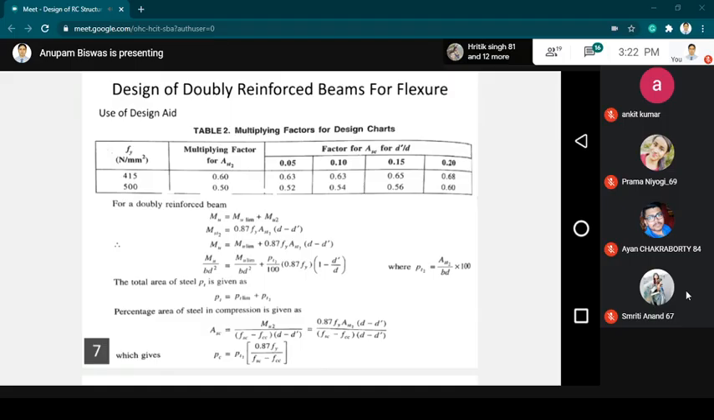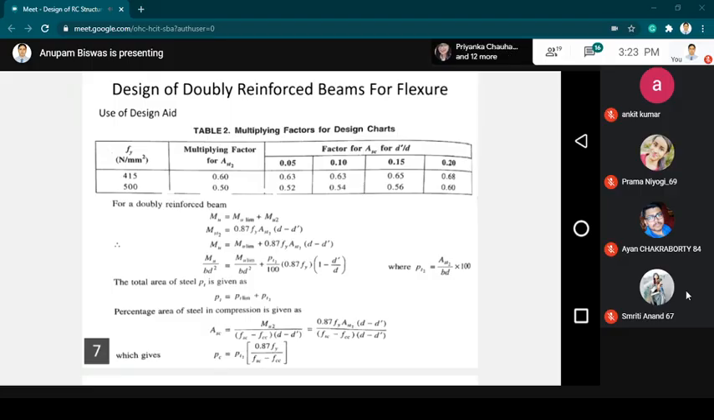Okay, since we know that Pt2 is equal to Ast2 by bd into 100, and where this Pt is the total area of steel, and that is given in terms of Pt limit plus Pt2, for consecutive values of Mu limit and Mu2.